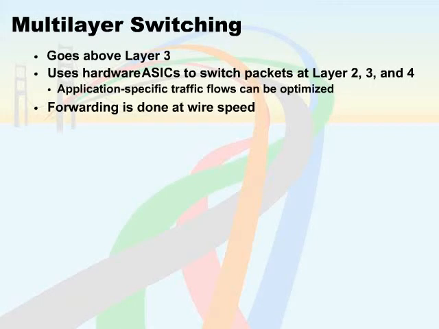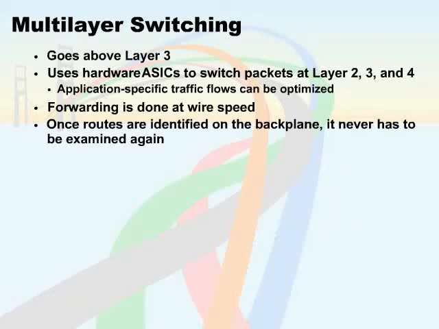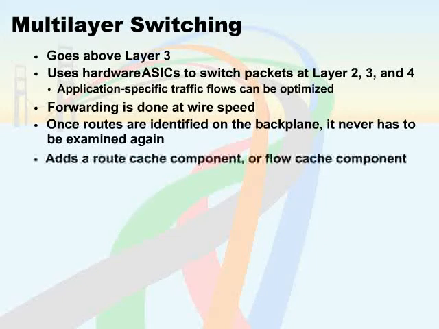One of the added advantages of multi-layer switching is that once we identify how to route a packet on the backplane, we will never have to examine it again. So multi-layer switching not only combines the functions of the Layer 2 switch and the router, but it also adds what is known as a route cache component or a flow cache component. And every time it determines exactly how to move data from one area of the network to the other.